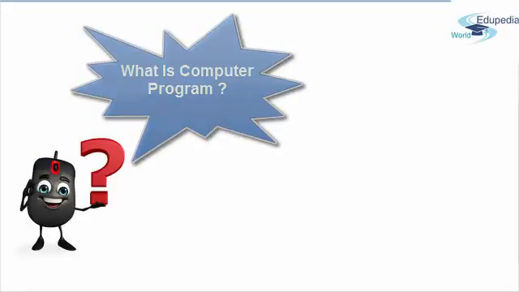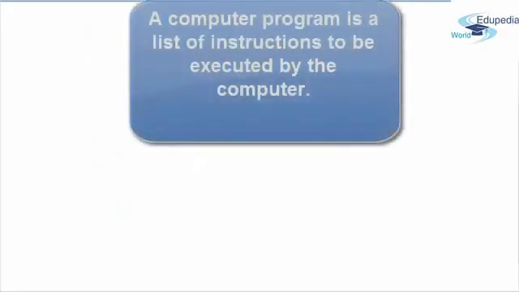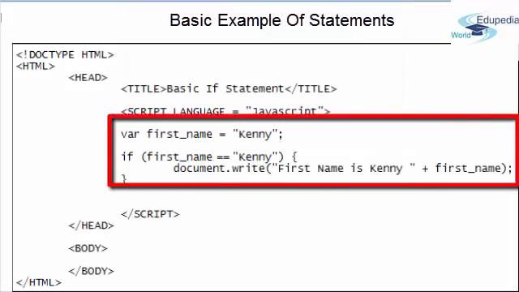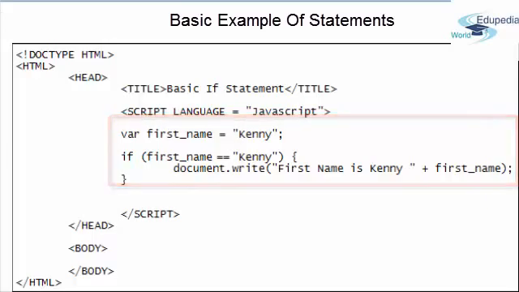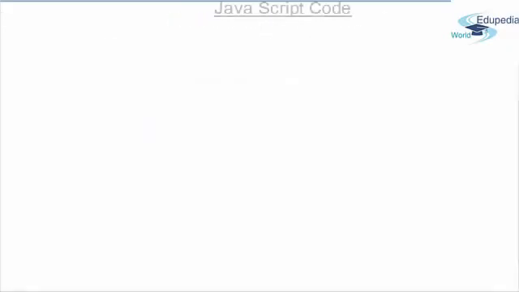A computer program is a list of instructions to be executed by the computer. In a programming language, these program instructions are called statements. JavaScript is a programming language that is comprised of statements, and these statements are separated by semicolons. So let's begin writing our code, and I will show you what kind of syntax to write for JavaScript.